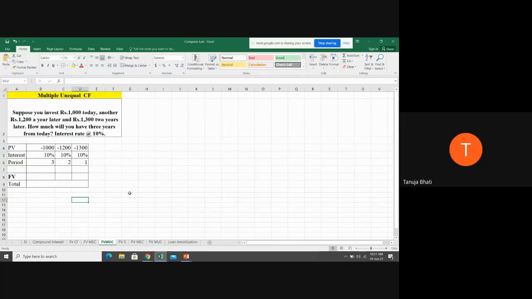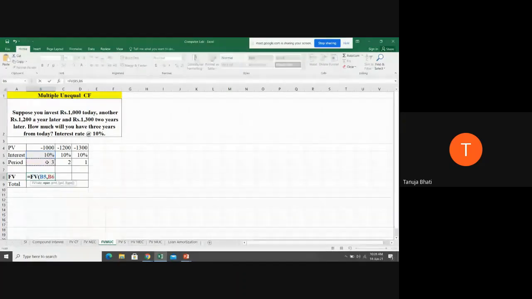Next, for multiple unequal cash flows. The problem states that the present values are 1000, 1200, 1300. Rate of interest is 10%. This is for 3 years, 2 years, and 1 year. Again, what you will do is just write equals to FV. Here they're first asking for the rate. So rate, comma, the period. Either you can directly write the cell numbers here, or you can go to the table where you just select the cell numbers. I will show you this as well. So the period is 2.